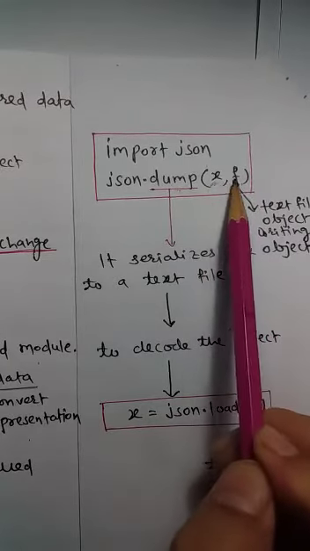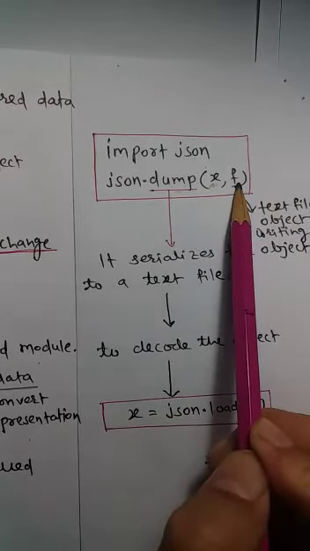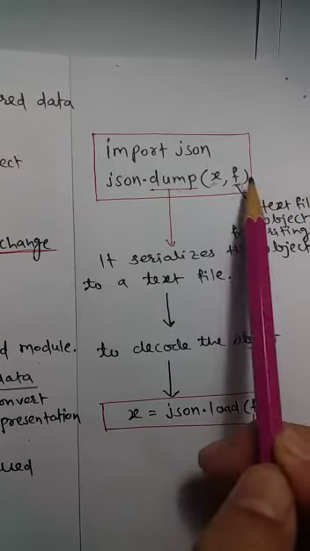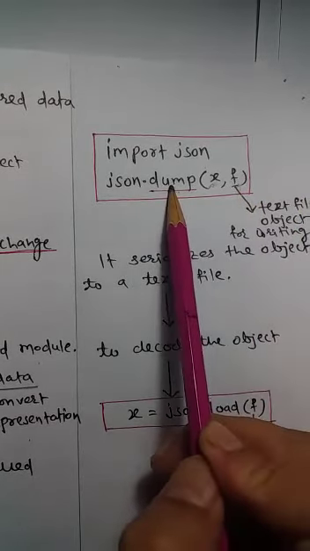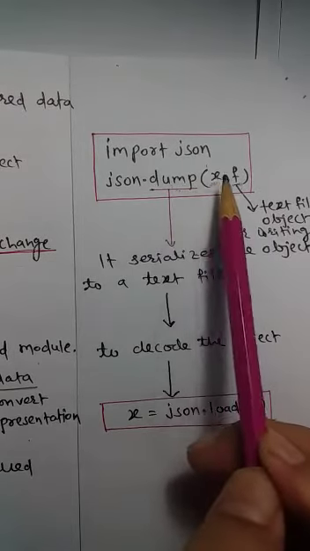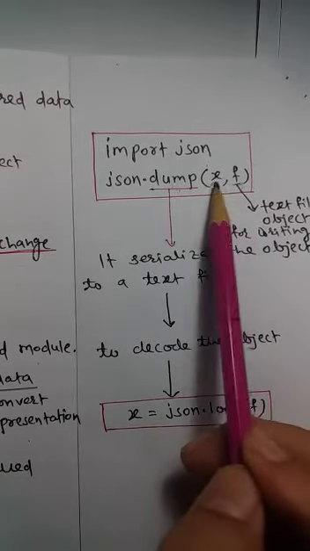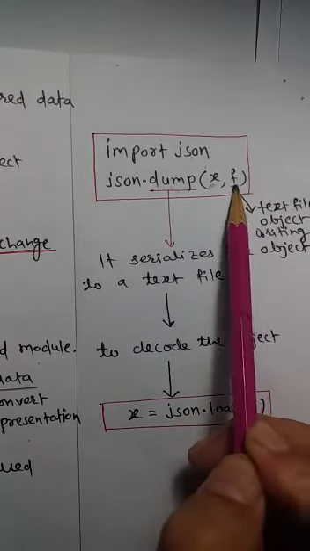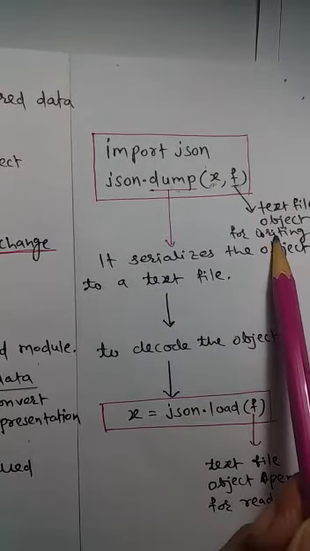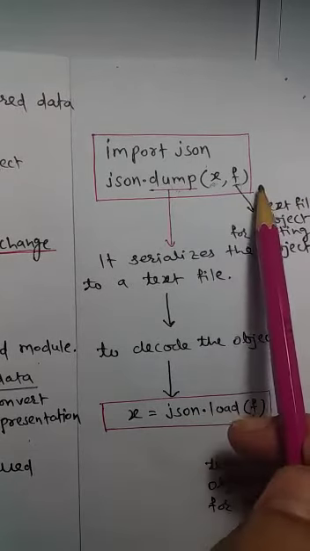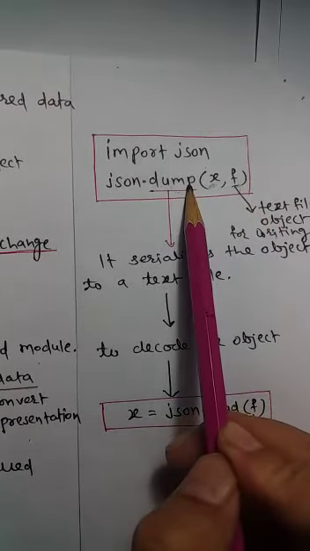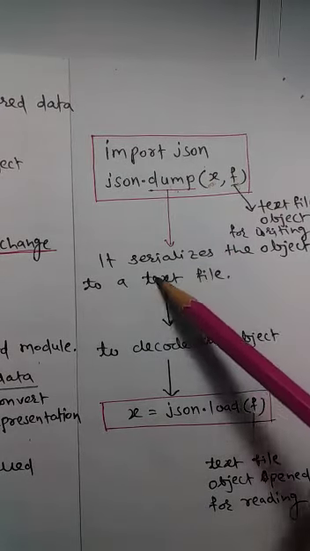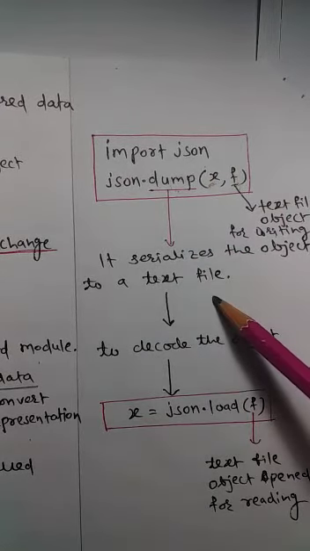Now here it is to be noted that f is a file which is open to write. So when you are using the dump function on the object x, where x is the object you would like to write to the file, then that file must be opened in the writing mode. If that file is opened in the read mode, then this will generate an exception. So what the dump function does is serialize the object to a text file.